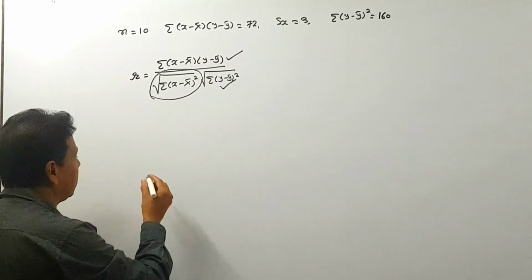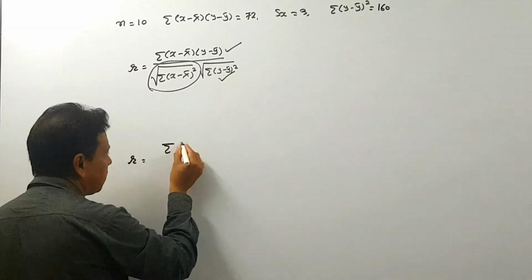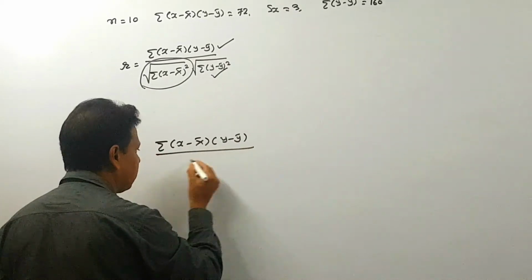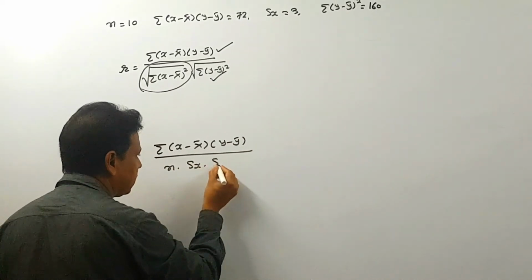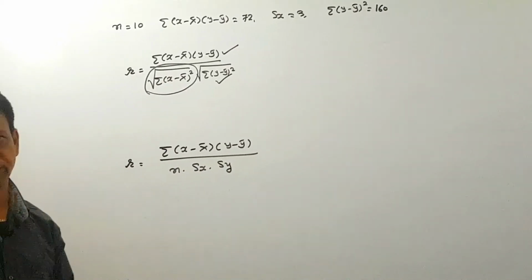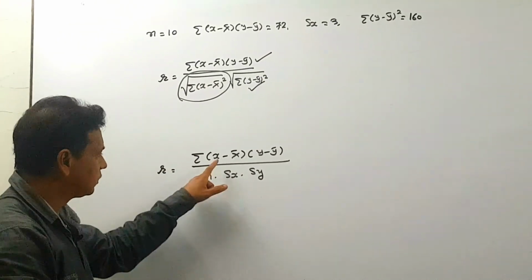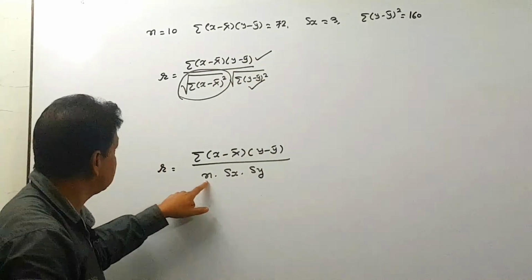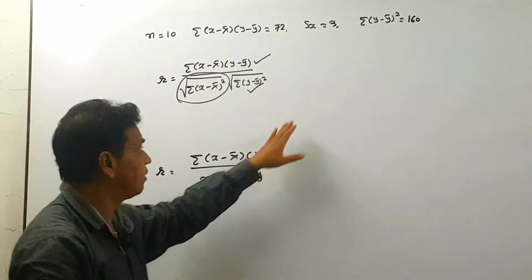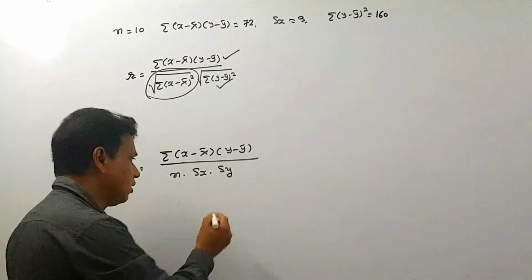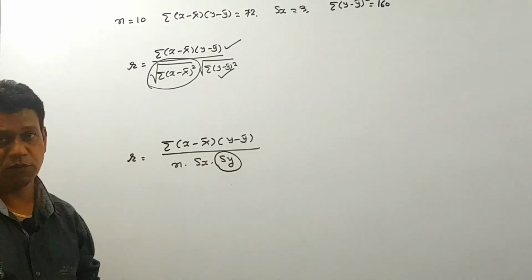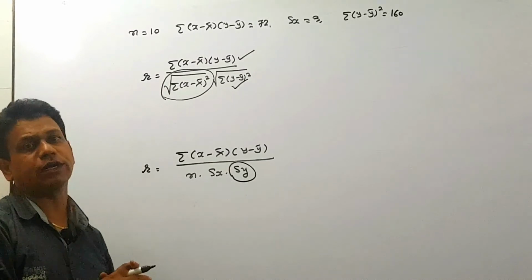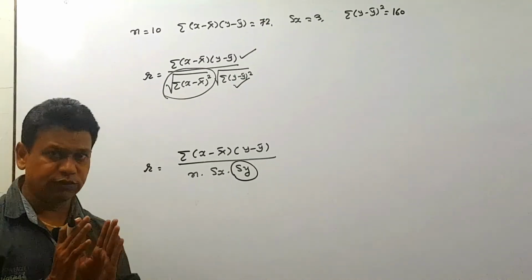We have another formula, that is R is equal to sum of x minus x bar, y minus y bar divided by n into Sx into Sy. Now sum of x minus x bar, y minus y bar is available, n is available, 10, Sx is available. Again a big question: this time they have not given Sy. So we have two situations, and in both situations we are able to get our answer. I will discuss them one by one.